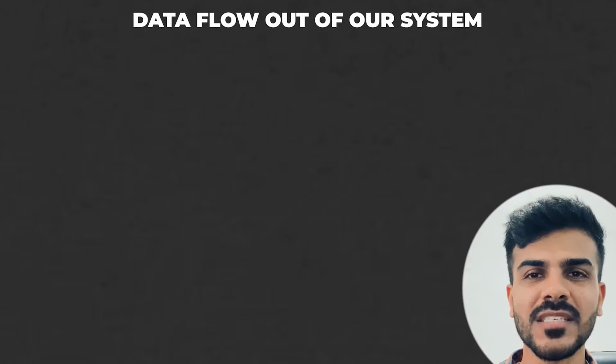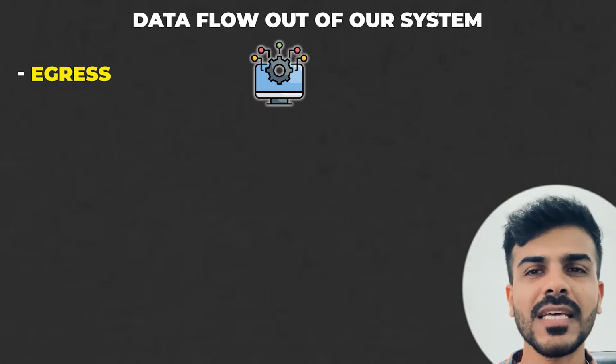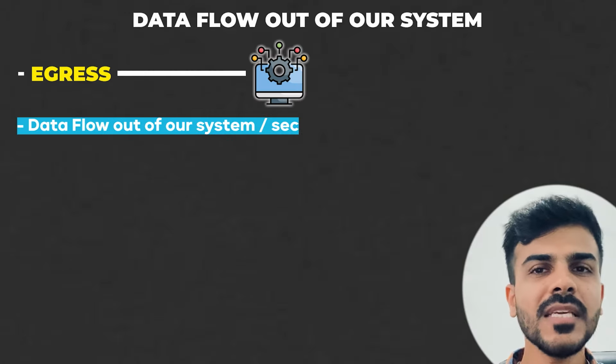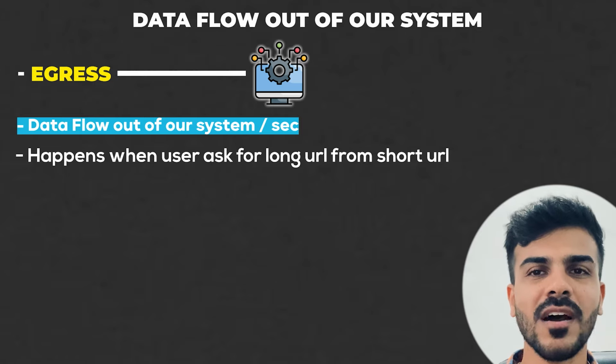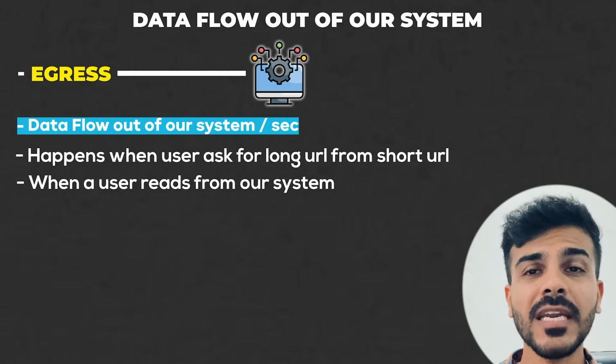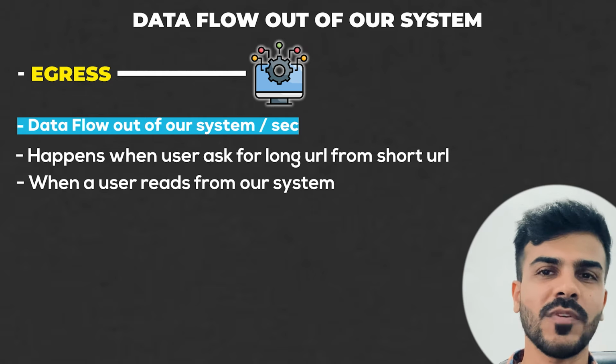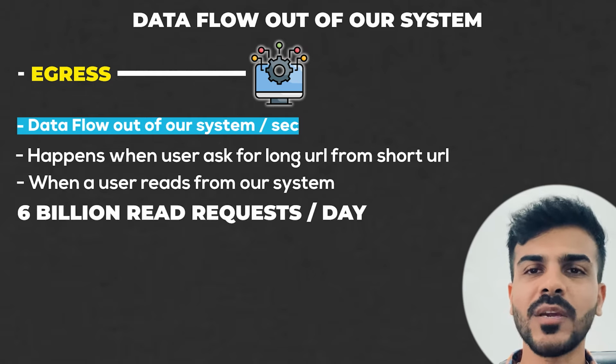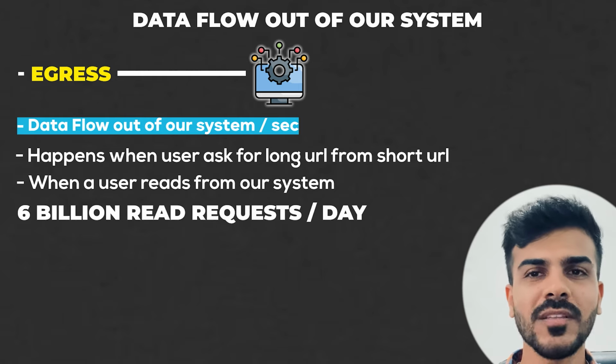Next, let us estimate the data flowing out, also called the egress. This is the data that leaves our system every second. This happens when users ask for the long URL from a short URL. So effectively, whenever we are reading data from the system, that is precisely when data is leaving our system. We have 6 billion read requests every day, as we saw in the throughput estimation.